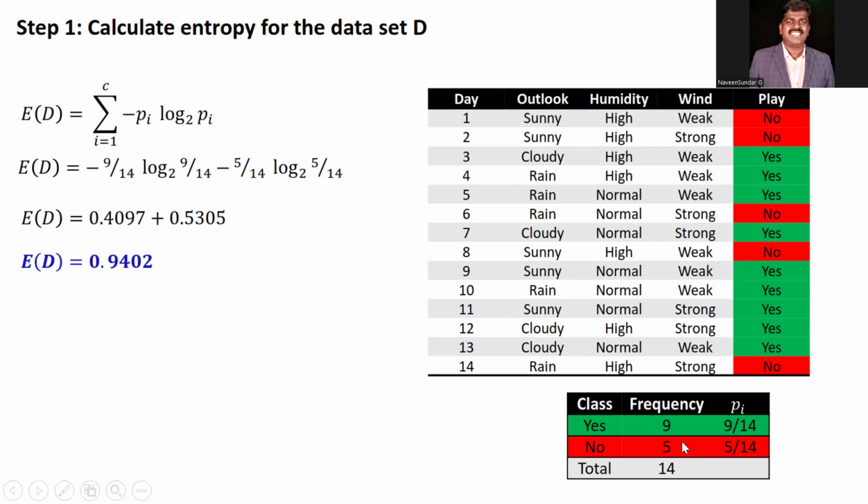So 9 by 14. And then "no" is 5. Out of 14 days, we can say 5 days is no. Okay, so we can say 5 by 14. That only, we are substituting the value for Pi.